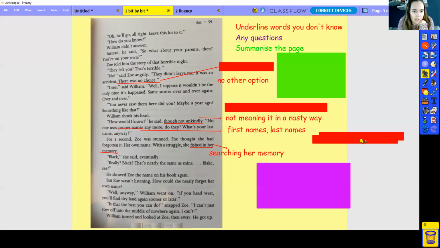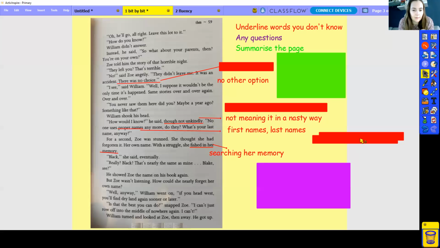"Black," she said eventually. "Really? Black? That's nearly the same as mine. Blake. See?" He showed Zoe the name on his book again. Remember, he said earlier that he had got the same name as the person who wrote that book. So he's William, isn't he? So William Blake. But Zoe wasn't listening. How could she have nearly forgot her own name?